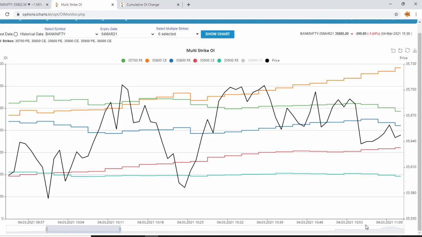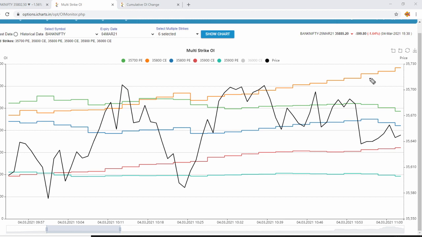In the chart, we have multi-strike open interest for different strike prices. In this, I was trying to make some sense out of the price movement and also the movement of the open interest. You can see from the morning, the black line denotes the price, which was very volatile since the morning. But the orange line kept on increasing. This orange line is denoting 35,800 CE.